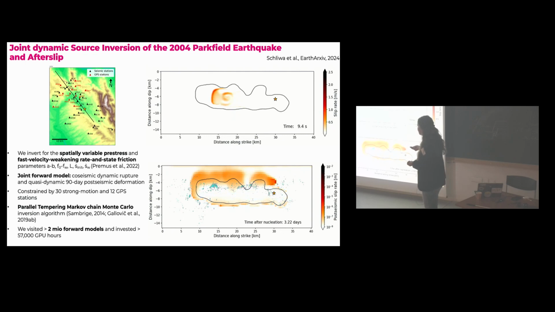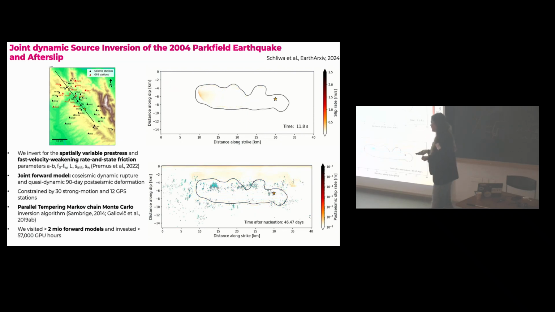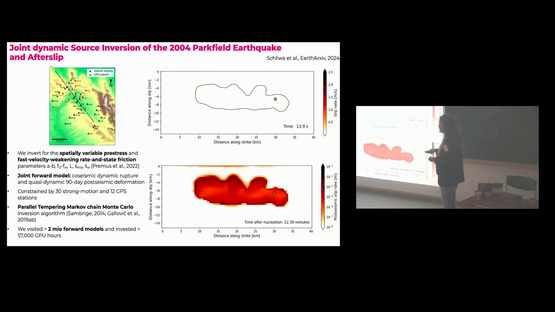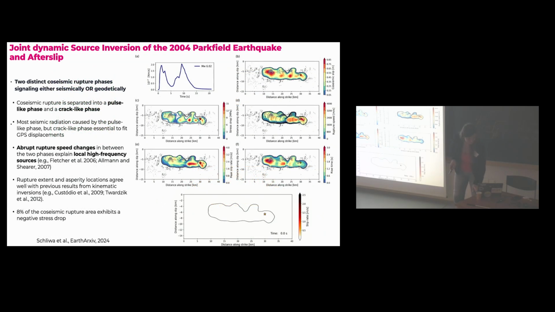So what we do is we invert for spatially variable pre-stress and the friction law parameters in a joint forward model. So it's dynamic rupture plus 90-day post-seismic deformation. And what you see is one of the preferred models of the rupture dynamics and the afterslip evolution. This is a total of 2 million forward models. So this is in the range of millions of forward models we need. And that cost around 60,000 GPU hours, which is a lot. So it would be good to speed that up.